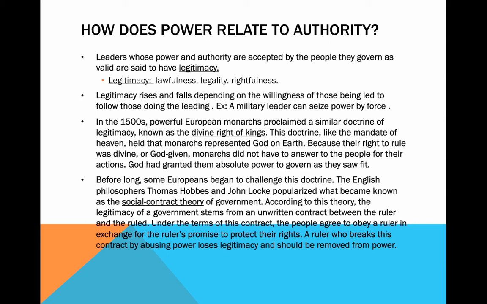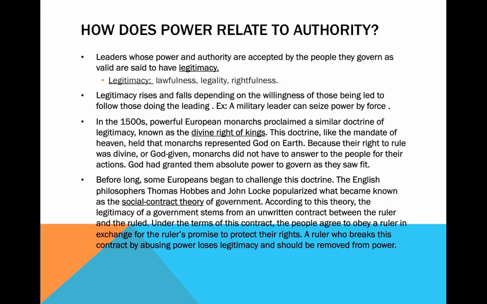So before long, some Europeans began to challenge this doctrine. And over time, there are two English philosophers that hopefully you've learned about, whether in 8th grade U.S. history or 9th grade global studies: Thomas Hobbes and John Locke. They were very popular philosophers who held strong opinions when it came to government. They believed in what was known as the social contract theory of government. According to this theory, the legitimacy of a government stems from an unwritten contract between the ruler and those who are ruled. It's unwritten, but it's believed by the ruler and believed by the people, and within this contract they do things for one another, such as the ruler protects them, and the people may farm the land and give that to the king.